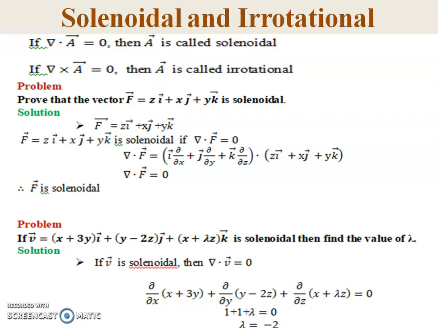Next, if v vector equal to (x plus 3y) i vector plus (y minus 2z) j vector plus (x plus lambda z) k vector is solenoidal, then find the value of lambda. So given that it is solenoidal, that means del dot v vector equal to 0. So del dot v vector means first differentiate this with respect to x become 1. With respect to y becomes again 1. With respect to z becomes lambda. What is here? 0. So what is the value of lambda? Lambda equal to 2, right?